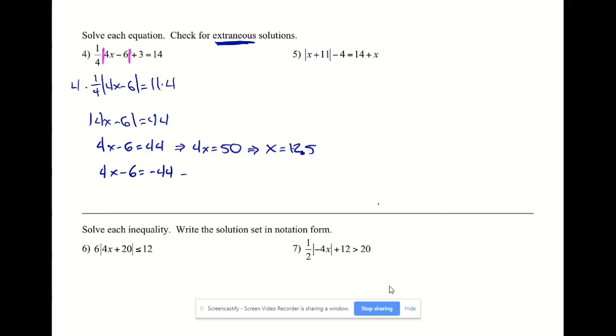For our second equation, we're going to do the same process. We're going to add 6 to both sides. So 4x equals negative 38. Don't forget my negative. And then divide both sides by 4, and I end up with x equals negative 19.5.